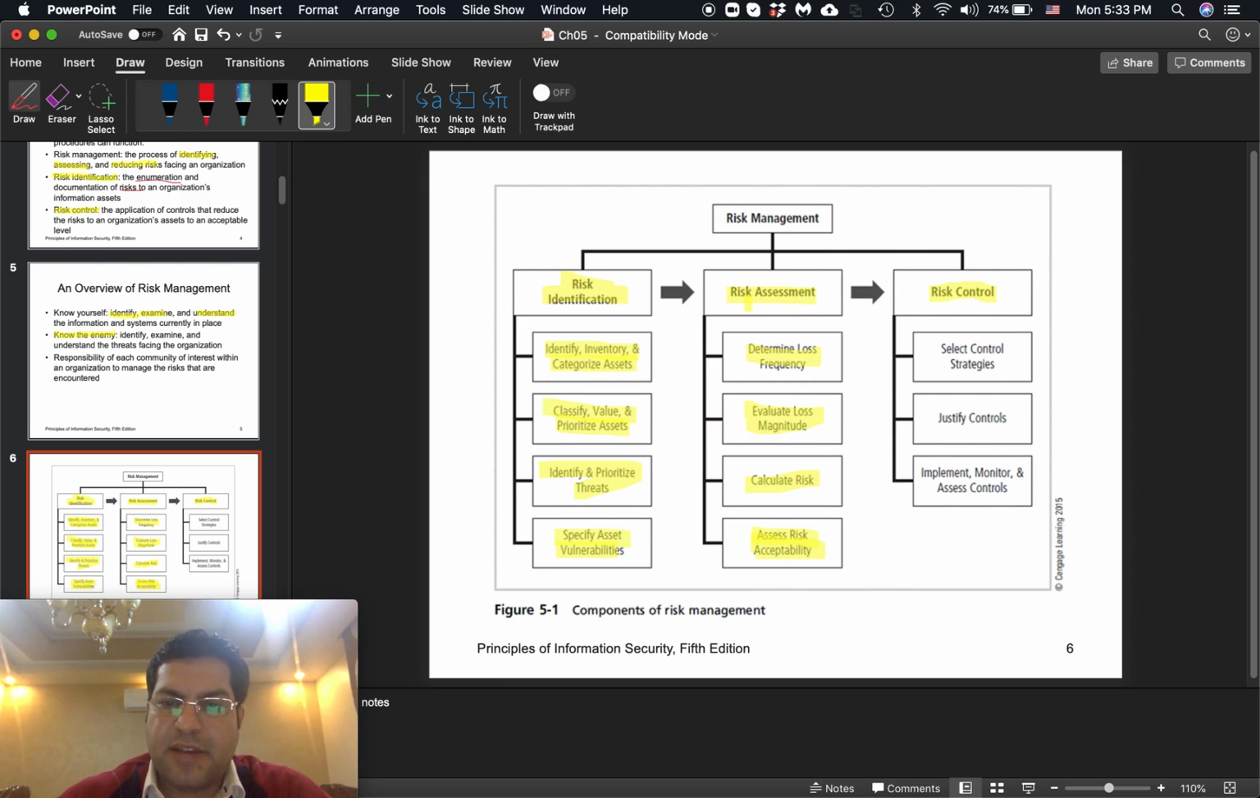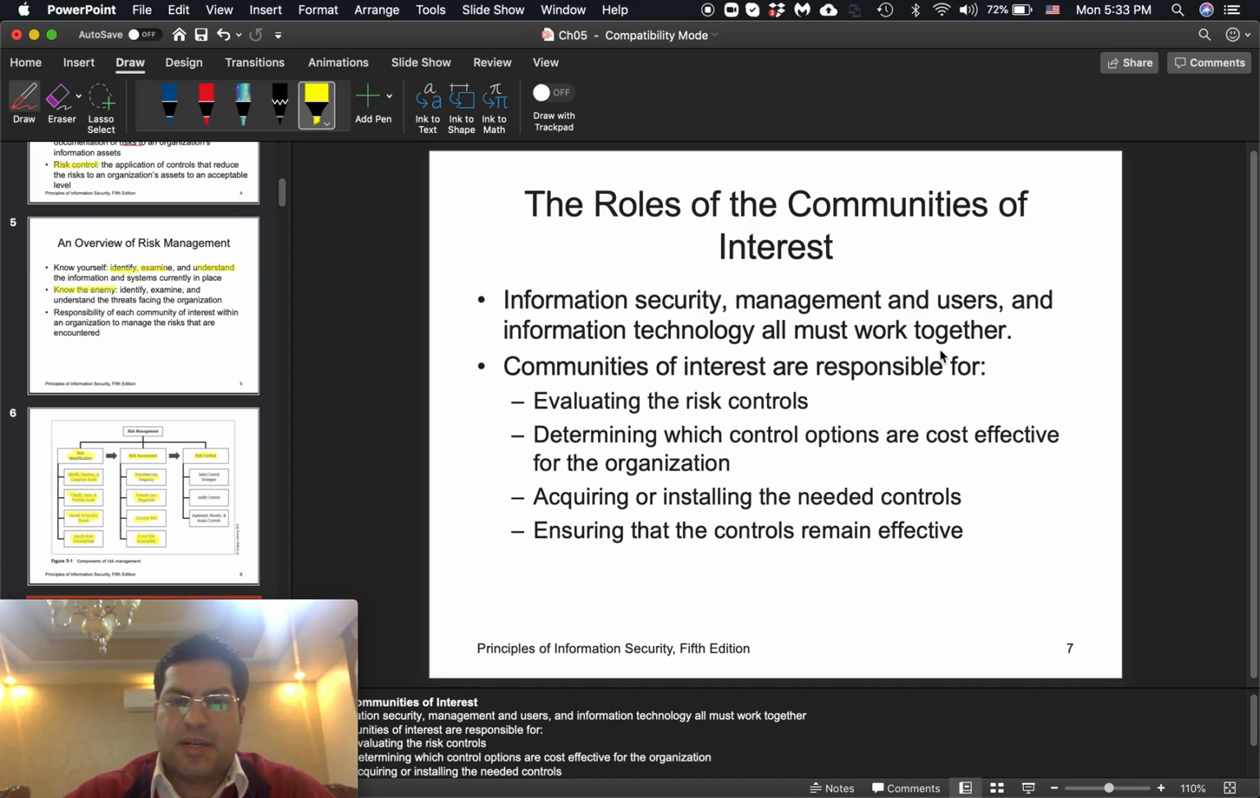Finally, we will look at the risk control, and we need to select some security controls that may reduce and mitigate the impact of the risks. The communities of interest, information security, management and users, and information technology, all must work together. Each community in our organizations has some responsibilities that they need to consider in order to evaluate the risks correctly.